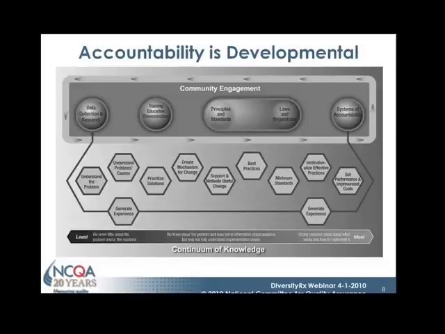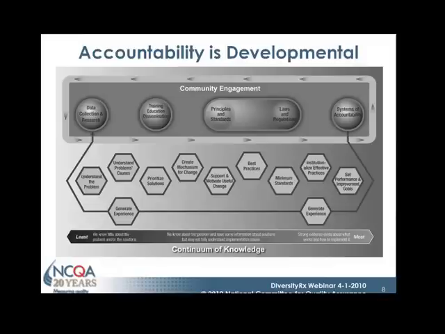At NCQA, we see standards and evaluation programs as being part of a continuum. This picture is kind of busy, but we want to draw your attention to the bar across the bottom and the circles across the top. The bar across the bottom describes a continuum of knowledge, how much we know about an area. And when we know very little about an area, the nature of the problem or what works to solve it, clearly the first step in making improvements is to learn more. And so we engage in data collection and research types of activities to support our developing that knowledge.